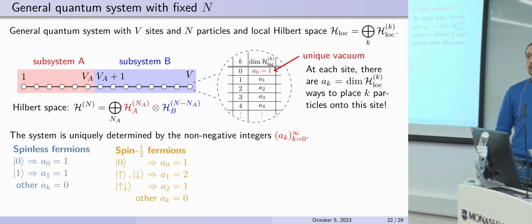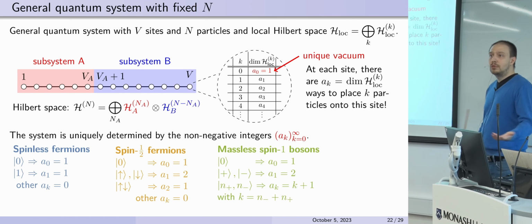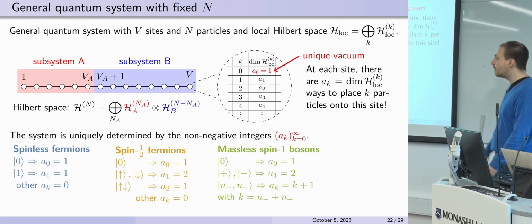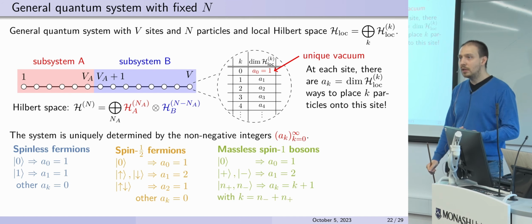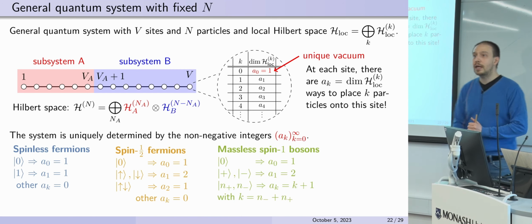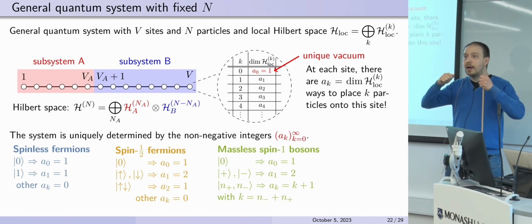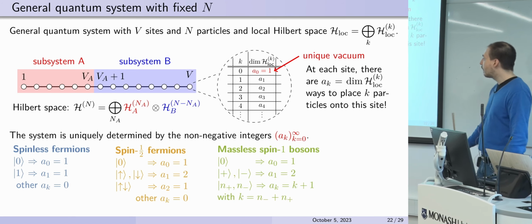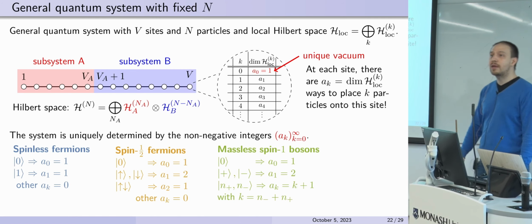Last example, photon, a massless spin 1 boson. There is one way to place no boson. There are 2 ways, the 2 polarizations, like it's a 2-dimensional space, to place 1 boson. And if we wanted to place two bosons, for example, they could both be plus polarized, they could both be minus polarized, or 1 plus 1 minus, so there would be 3. And in general, you would find that for k particles, there are k plus 1 ways corresponding to the different ways to distribute the polarizations.